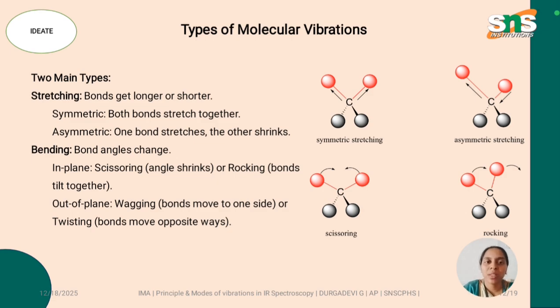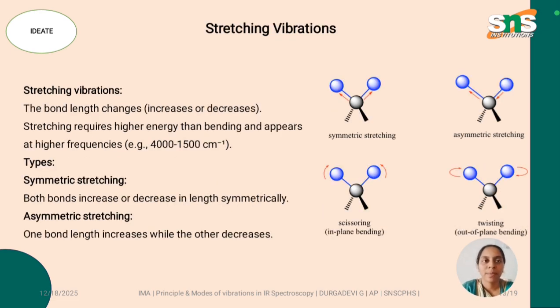And then bending vibrations. Bending vibration is all about the bond angles. The bending vibrations can be classified into in-plane bending and out-of-plane bending. In-plane bending is classified into scissoring and rocking, and out-of-plane bending into wagging and twisting. Scissoring means the angle will shrink within the plane, and rocking means the bonds will tilt together. They both happen within the plane. In out-of-plane, wagging means both the bonds move to one side, while in twisting the bonds move in opposite ways.